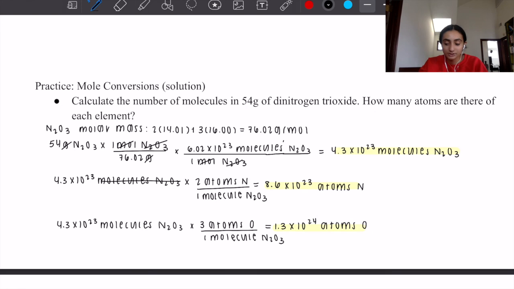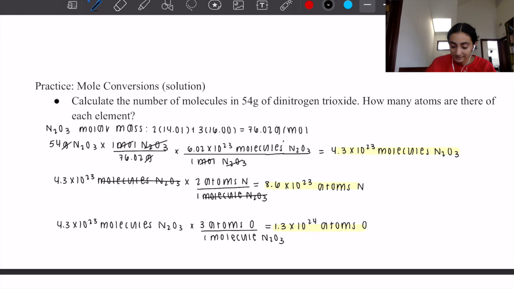Okay, so now I'm going to utilize the number of atoms of each element in the molecule in order to create a conversion fraction and calculate the number of atoms of each element. So I know that there are 2 atoms of nitrogen in the molecule of N2O3 because it's dinitrogen trioxide. So I put that on the numerator because I want to get rid of the units of molecules, multiply this number by 2 to get 8.6 times 10 to the 23rd atoms of nitrogen.